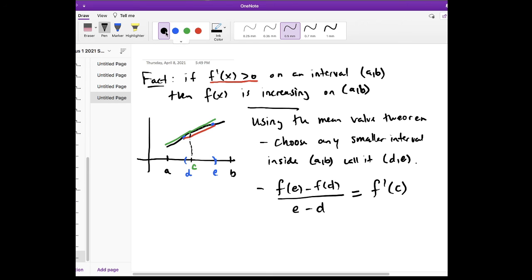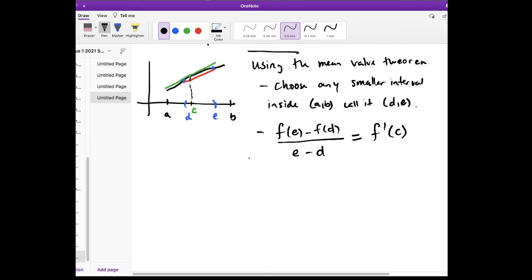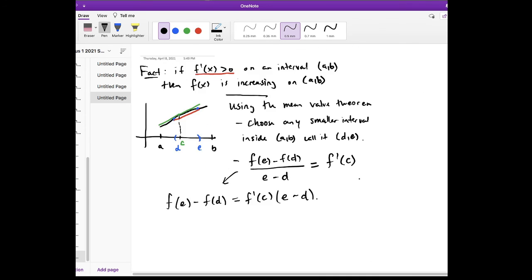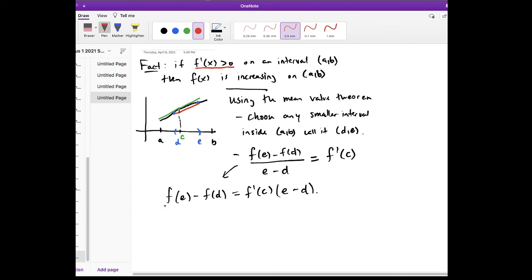Okay, so let's do it. Let's see what this gives us. Let's just multiply by E minus D on both sides. Okay, so tell me, if this function is increasing, what should the value of E minus D be? Should it be positive or negative? It should be positive, right? We want this to be positive, right? Because E is further to the right.